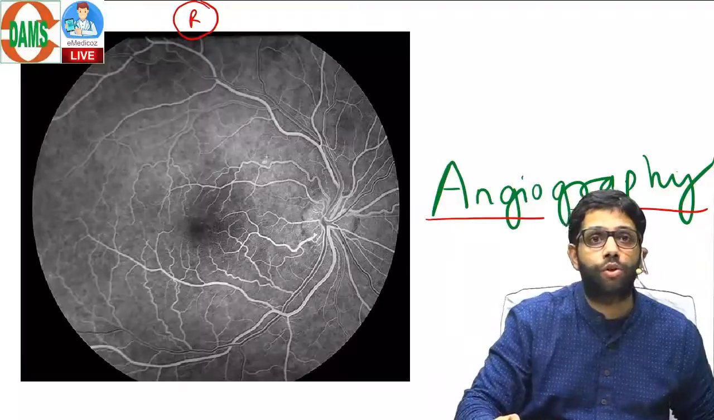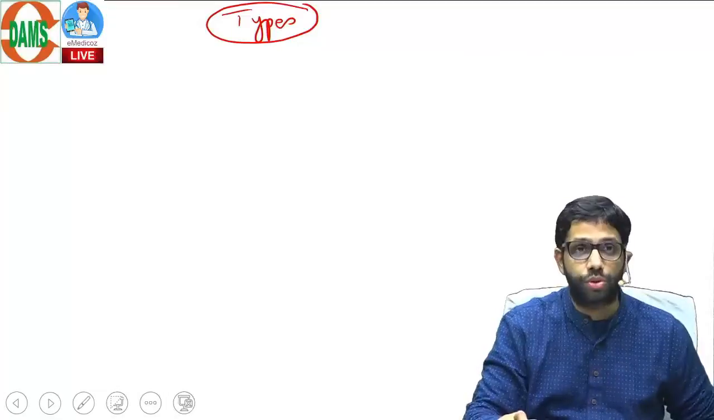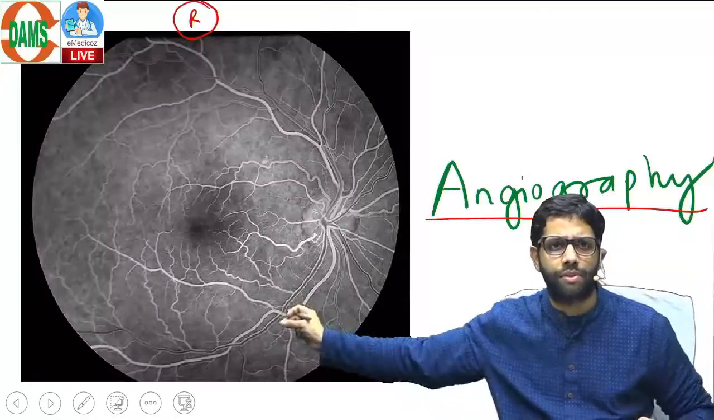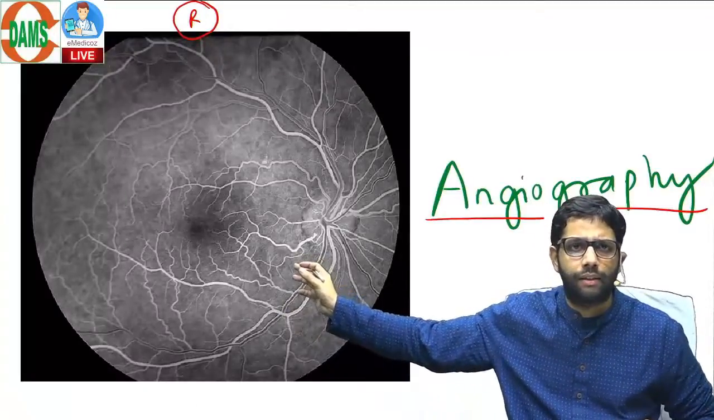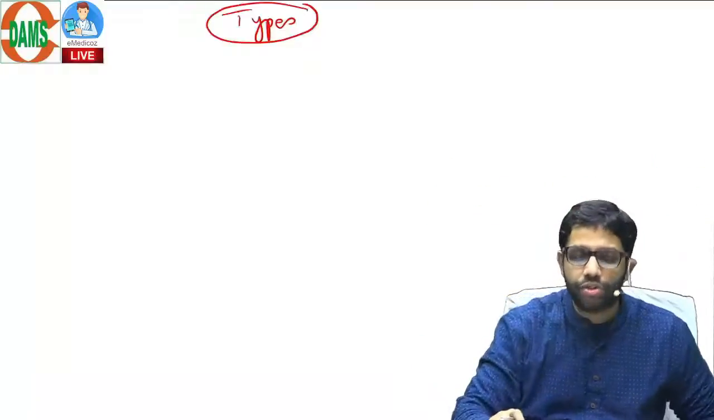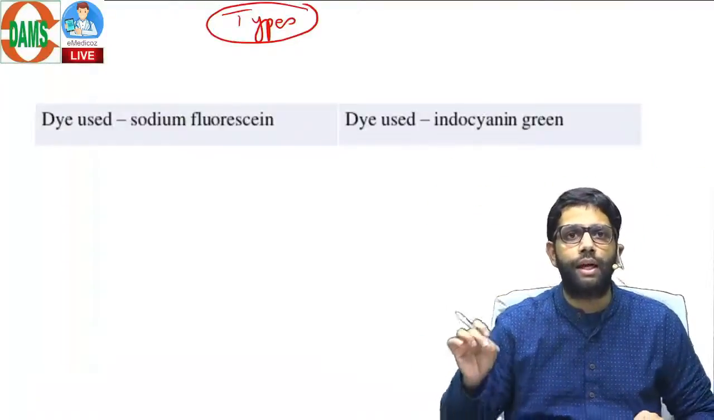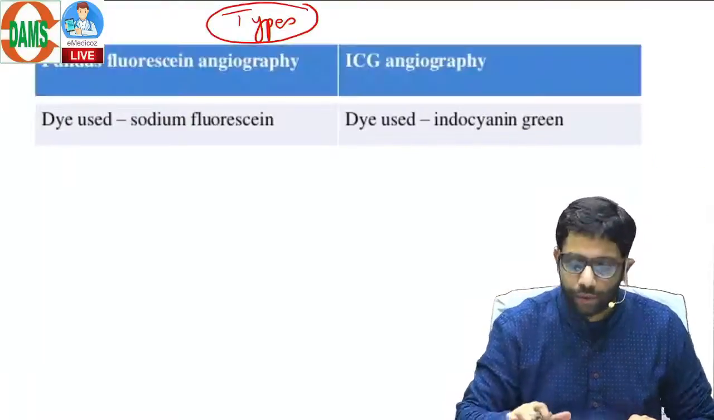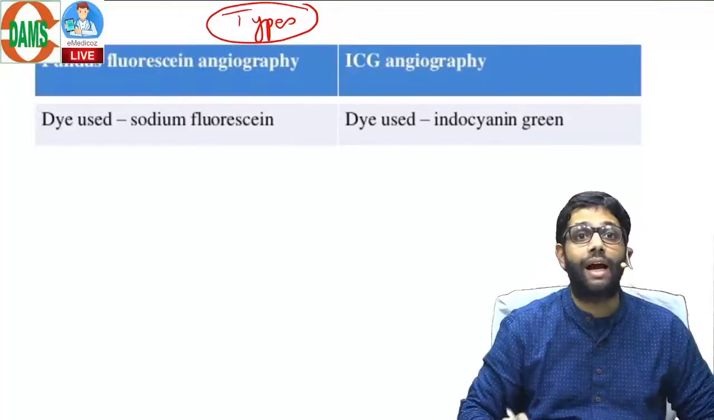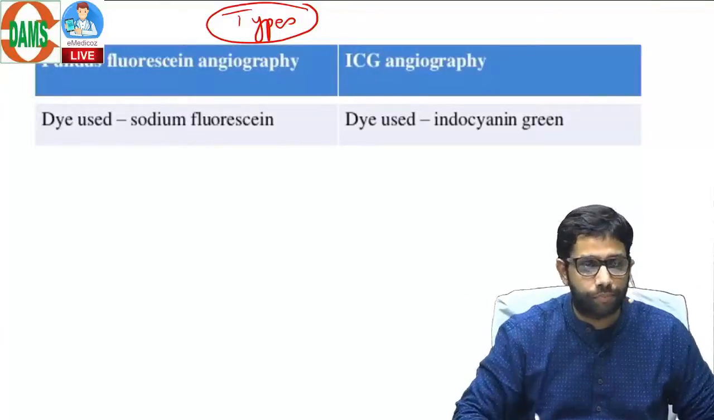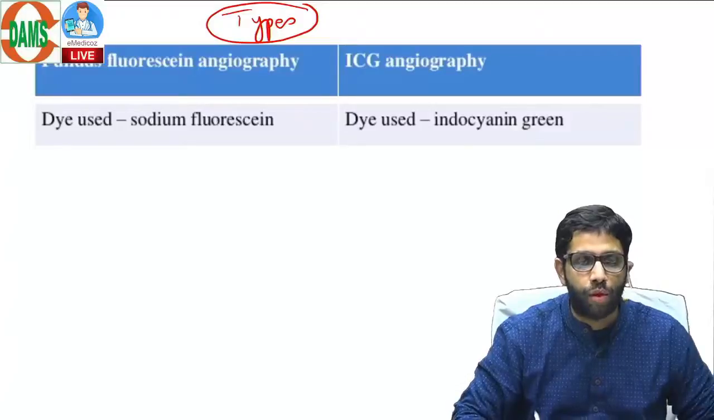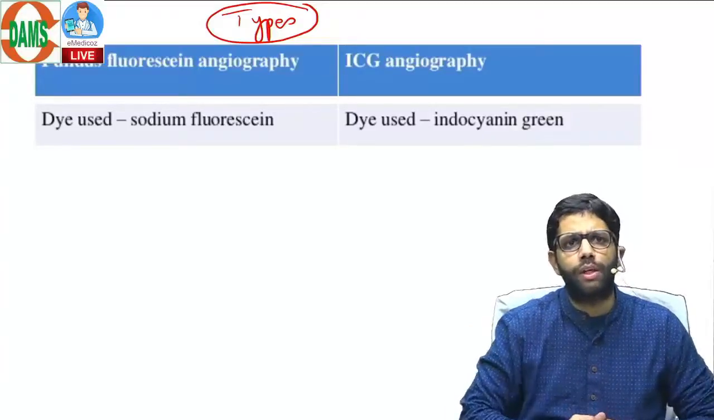We should know the types of angiography. The second point you should write is the types. There are two types of angiography based on which dye is used. You can see the vessels have some white thing. White is dye. Which dye is used? Fluorescein dye and indocyanine green dye. That's why the names are fluorescein angiography and indocyanine green angiography. First point. The second question is why only these two dyes are used?